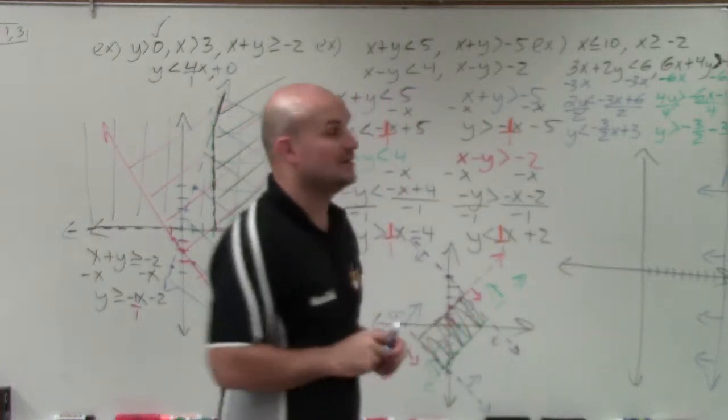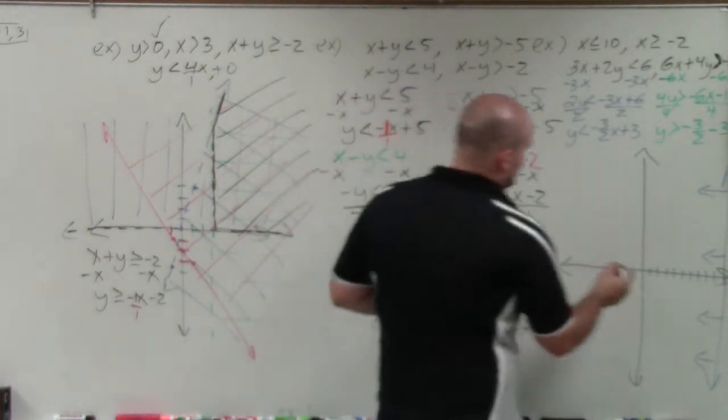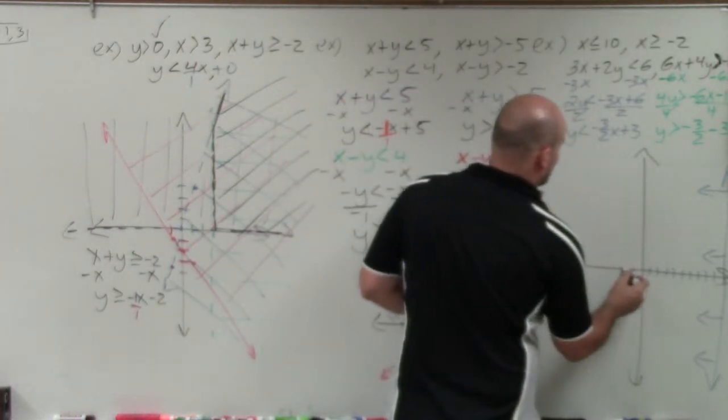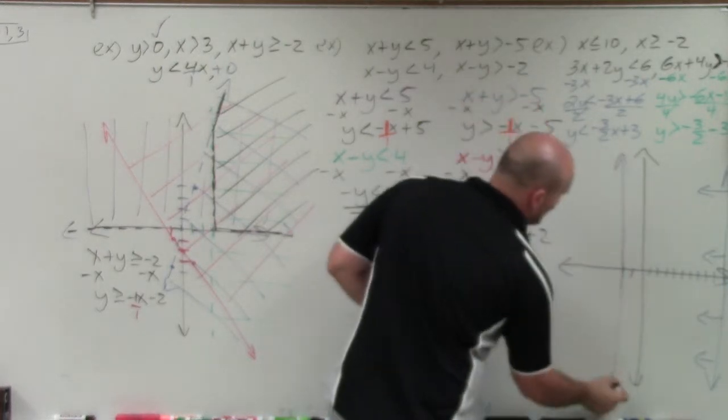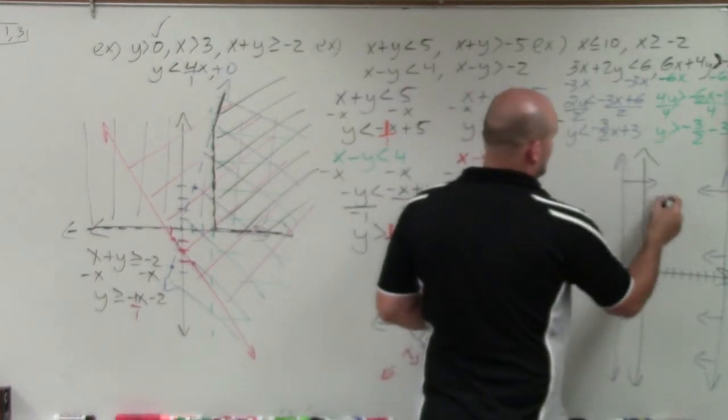Then we do x is greater than or equal to negative 2. So I go to negative 2. Again, that's going to be another vertical line. All the values that are greater than negative 2 are going to be going to the right.